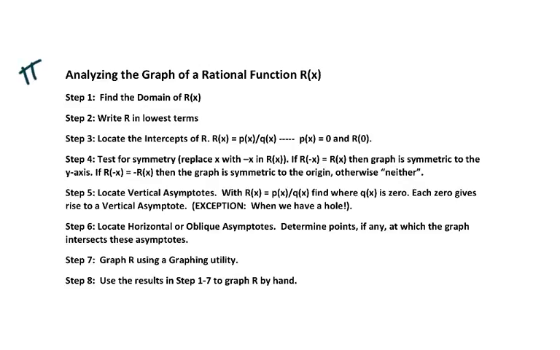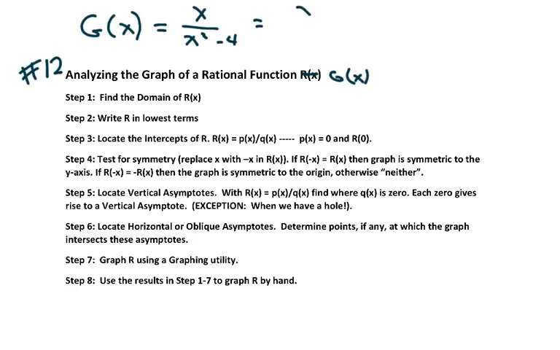Hi everyone, we're going to analyze a graph of a rational function. This is number 12. We'll just call this one g of x. And we have x over x squared minus 4, which is x over (x plus 2)(x minus 2). I went ahead and factored it.